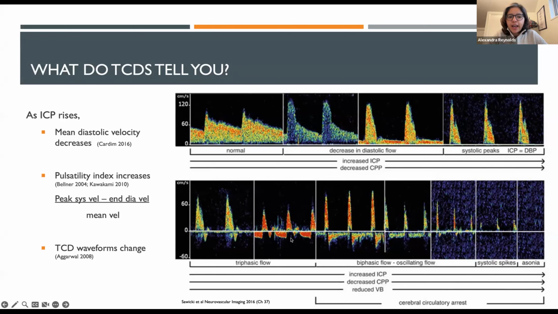And eventually, as you progress to cerebrocirculatory arrest, you will have only backward flow during diastole and very brief forward flow during systole, in what we call oscillating or reverberating flow, and then systolic spikes where there's really negligible forward flow.